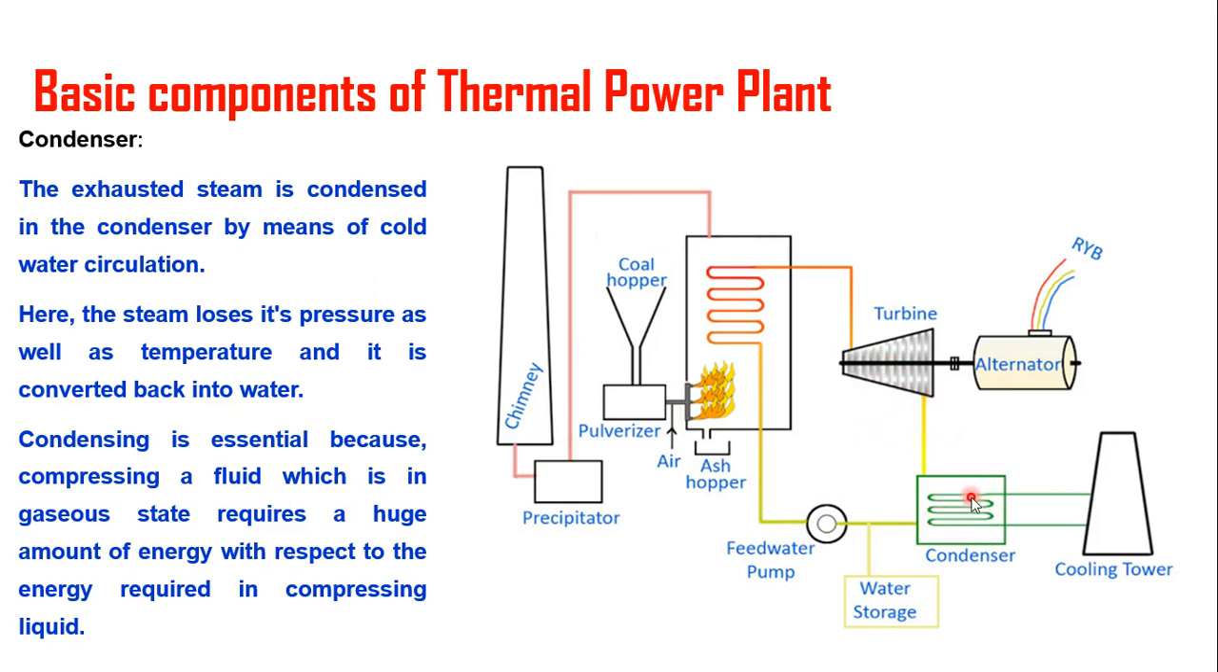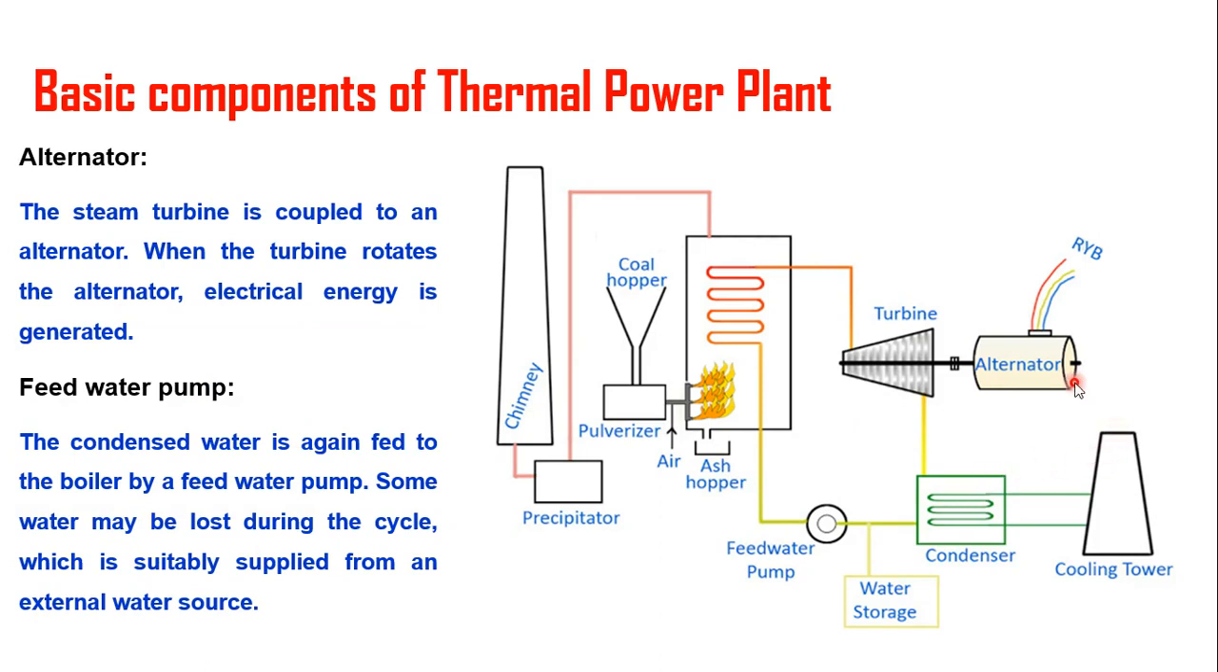Okay, next, alternator. It is a common part in every power plant. The alternator is the main common part here. The steam turbine is coupled to an alternator. When the turbine rotates, electrical energy is generated in the alternator. This generated electrical energy is then stepped up with the help of a transformer and then transmitted wherever it is utilized.